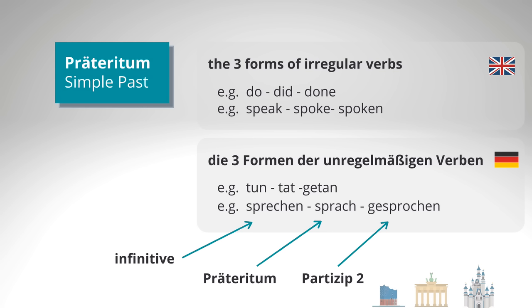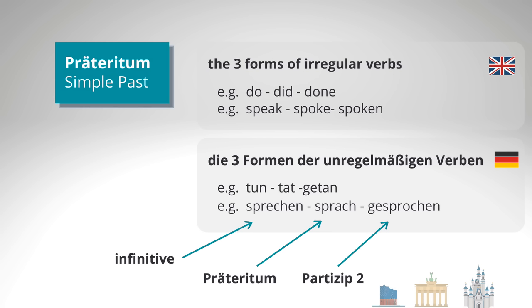But it isn't. And the same thing also goes for German. Here we also have these three forms, the three forms of irregular verbs in German, die 3 Formen der unregelmäßigen Verben. We also have the infinitive, then the Präteritum form, which corresponds to the simple past form in English, and the Partizip 2, which is the same as the past participle in English. So basically the same thing.